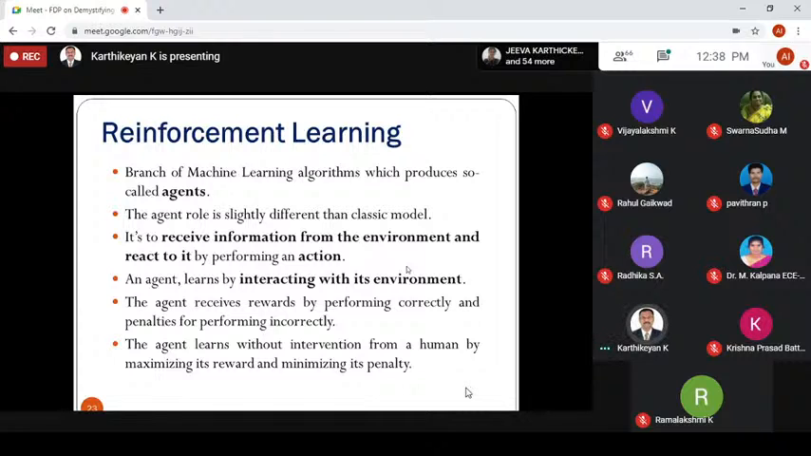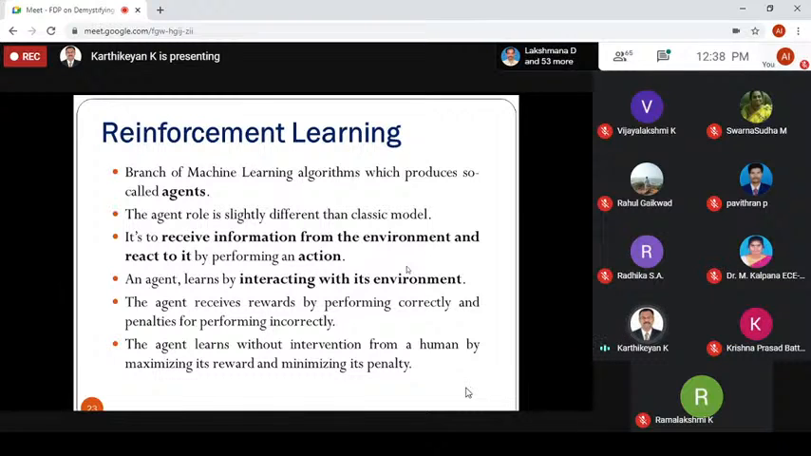Now, the basic process flow is that the agent will receive rewards or penalties for performing correctly or incorrectly, respectively. If it performs correctly, it will be given a reward. If it is doing wrongly, it will be penalized. This penalty and reward we can decide. It may be numbers or it may be binary variables. It can be decided based on the problem.